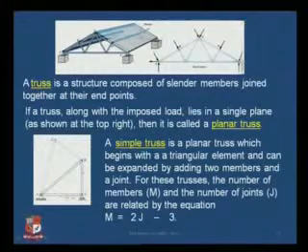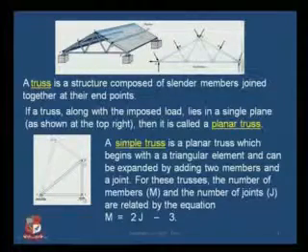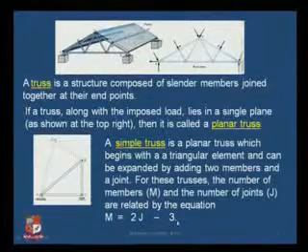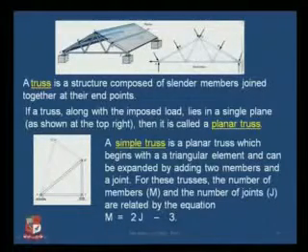So we have a total of 3 members, so m is equal to 3, and if we take the number of joints, we have one joint at A, another joint at C, and another joint at B. So total number of joints is 3. So if you take out this equation, 2 into 3 minus 3 is equal to 3. So number of members m is equal to 2j minus 3. This equation is satisfied. That means this truss can be solved easily and is a determinate simple truss.